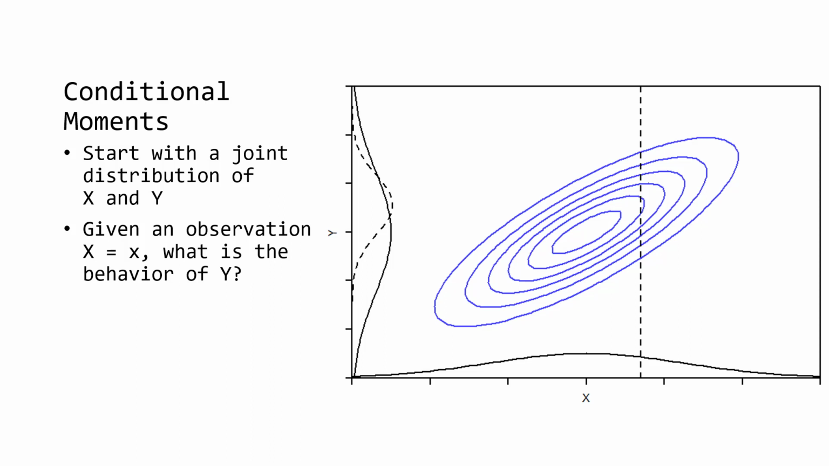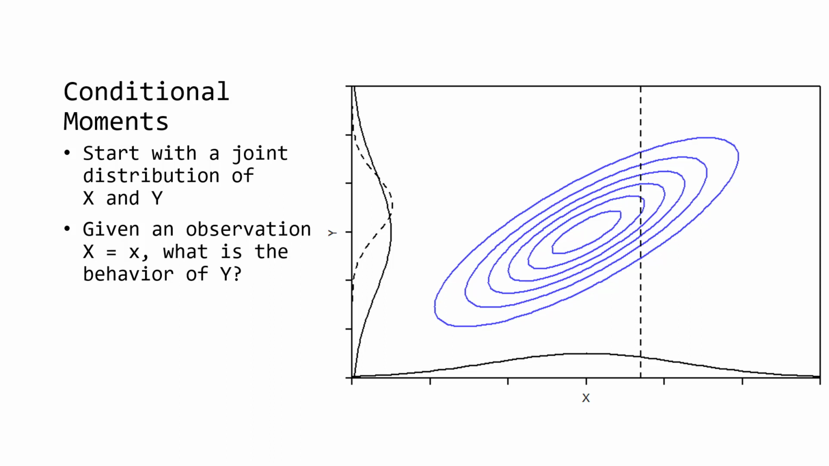That is to say, it has conditional moments conditioned on having observed that random variable x has taken on some value. That vertical line representing the observed value of x makes a slice through the joint probability distribution, and the cross-section that it makes is the conditional distribution of y. The mean of this conditional distribution is the conditional mean of y given a value of x, and the variance of this distribution is the conditional variance of y given a value of x.